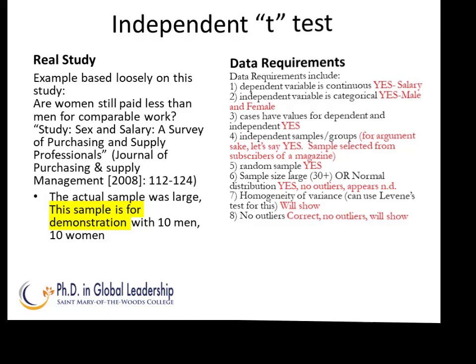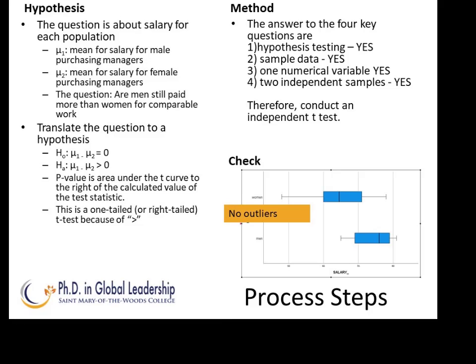First, let's look at the hypothesis. The question is about salary for each population, or each sample. Mean 1 is for males and mean 2 is for females. The age-old question, are men still paid more than women for comparable work?